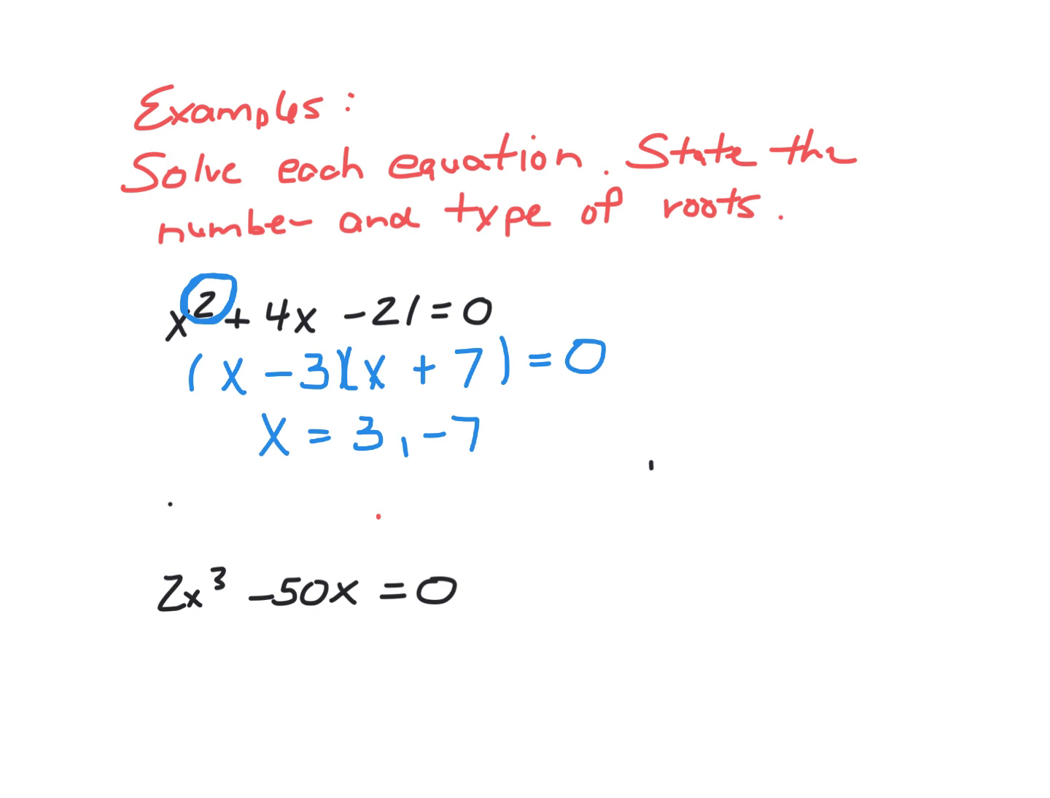So as far as the type and the number of roots, there are two of them, and they are real, and in this case they are rational. We have two real rational roots.